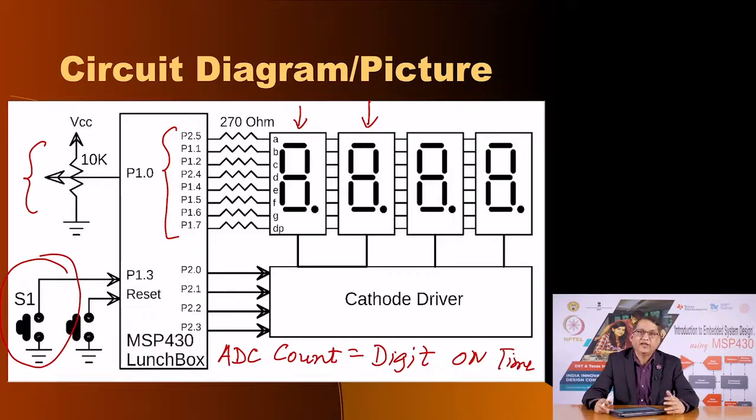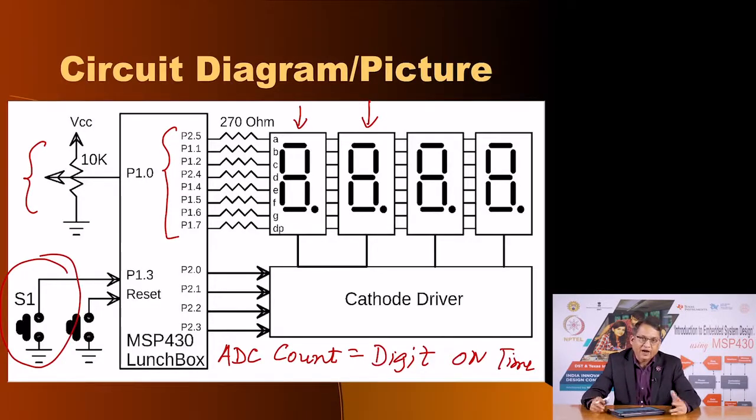And of course, this is a very high rate of change, and my eye will be unable to follow that change. So, at this extreme of the ADC value, the display will be very crisp. You would be able to see all the 4 digits at the same time. If you press the switch S1 at any given point of time, it will count and update the count, and you will see that on the display.